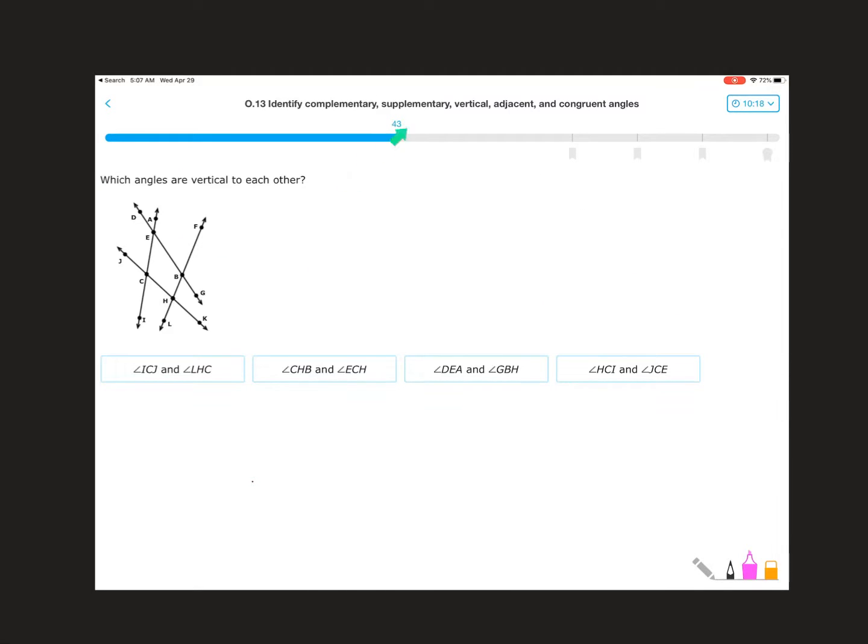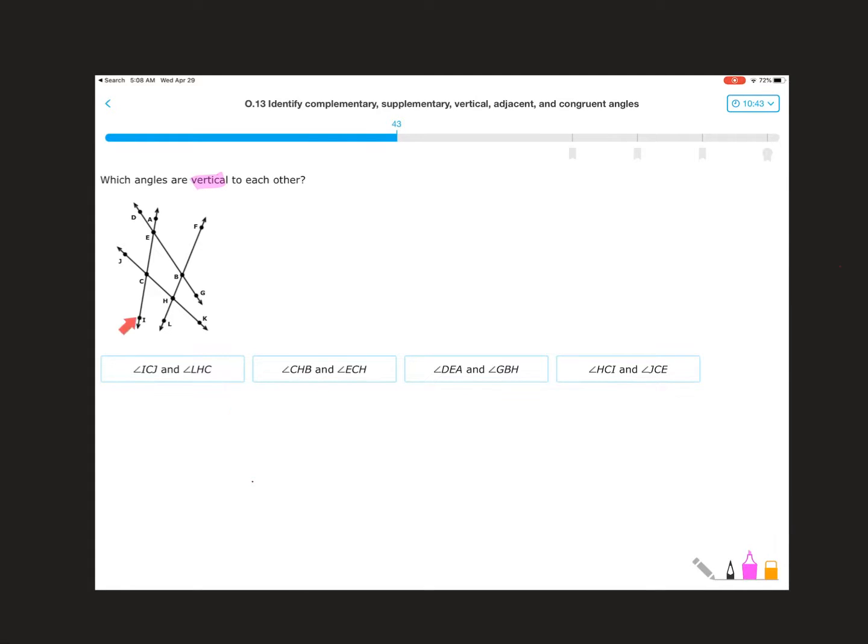Fantastic. We are now at Smart Score 43. So if you need help past this, just fast forward. So here we go. Which angles are vertical to each other? Okay, so here we go back to the letters. It's okay, right? So which angles are vertical to each other? ICJ, so go find ICJ.